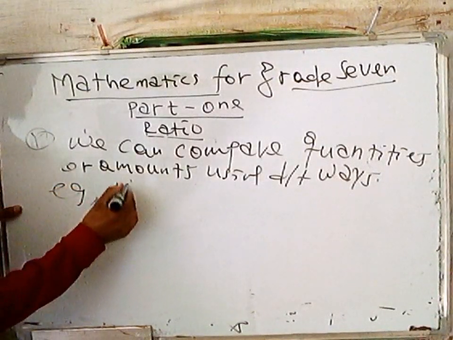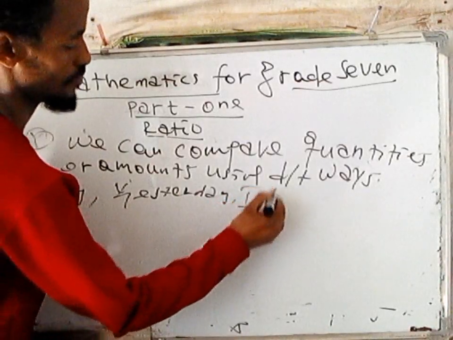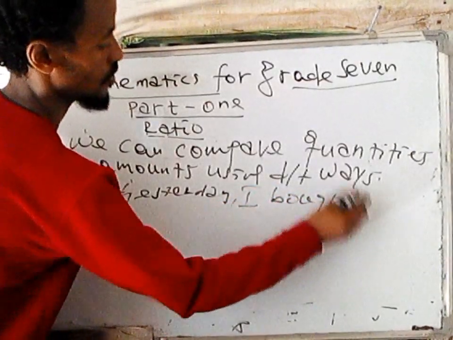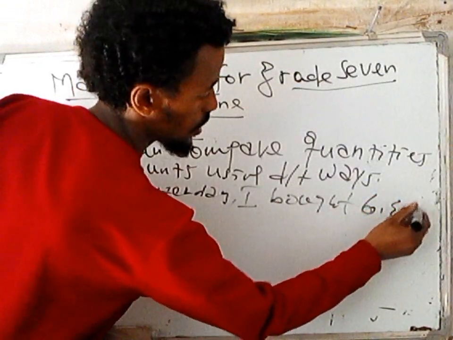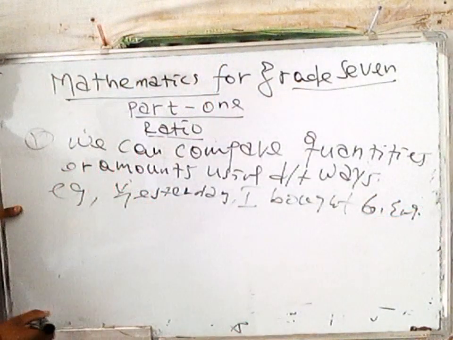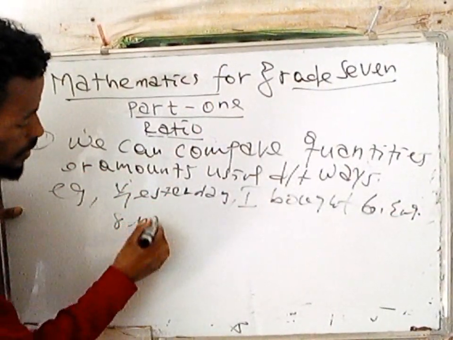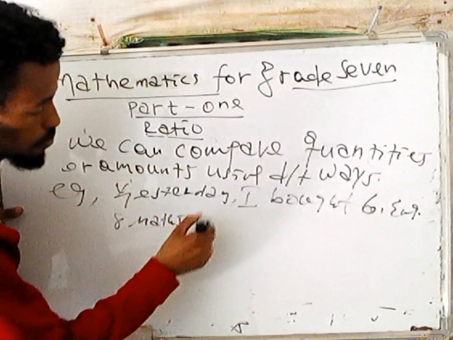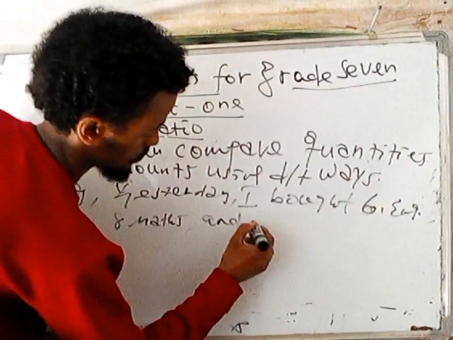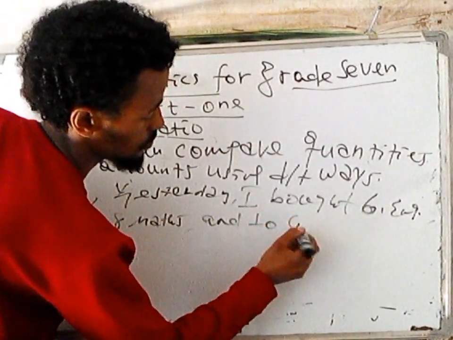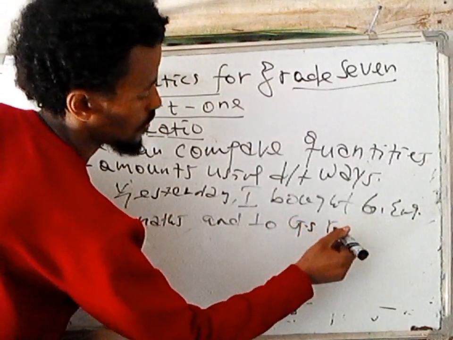For example, yesterday I bought about 6 English reference books, 8 mathematics reference books, and 10 general science reference books.